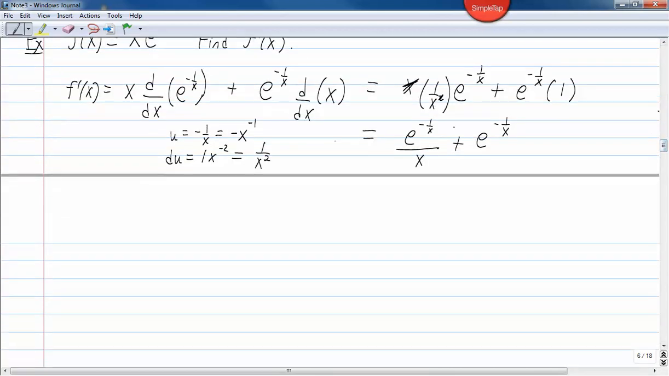It is totally acceptable to leave those e's as negative powers. That will be okay. However, when you have that in two terms, the best way to write it is to factor that term out. So that would be e to the negative 1 over x times the quantity 1 over x plus 1 in parentheses. That's the most correct answer. That's the best way to write that answer.